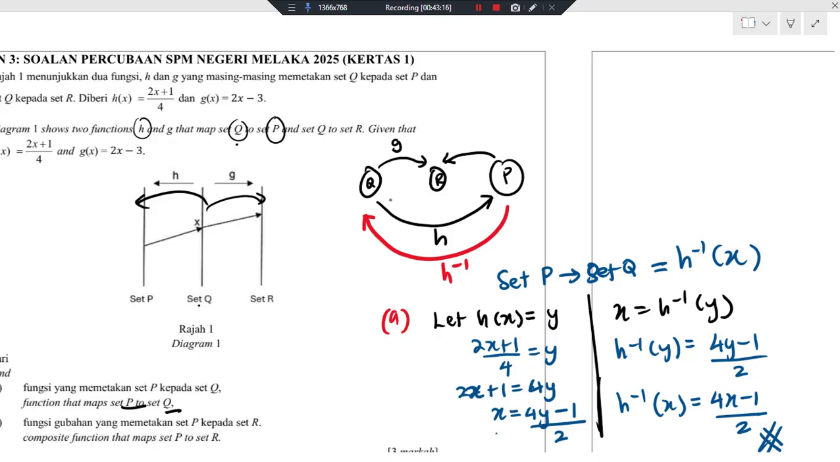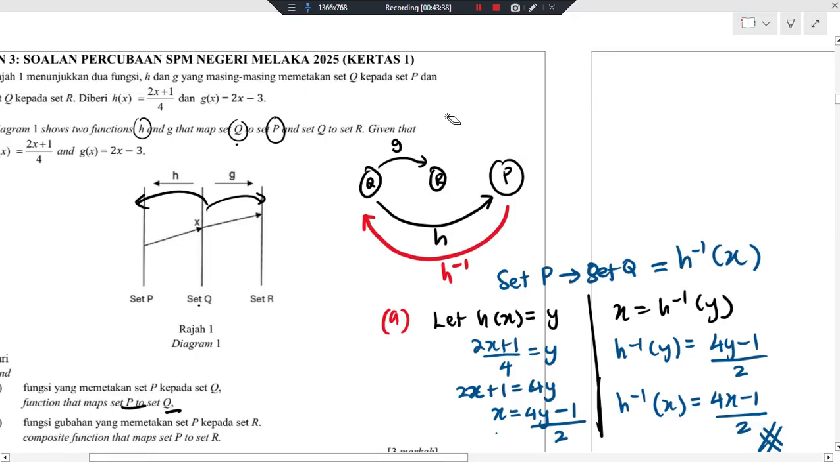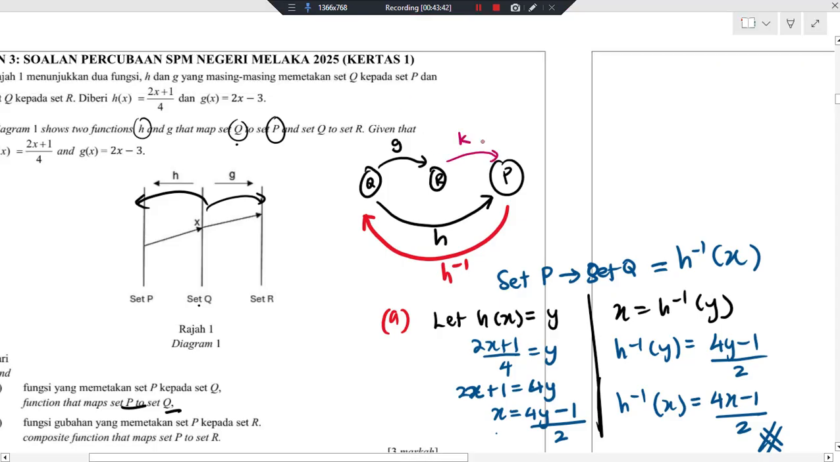Let's say this is function K. Kita bagi dia nama K. Jadi dia minta K inverse lah kan. So what is the relationship? Maybe we do like this. We know that H is actually equal to KG, betul tak?